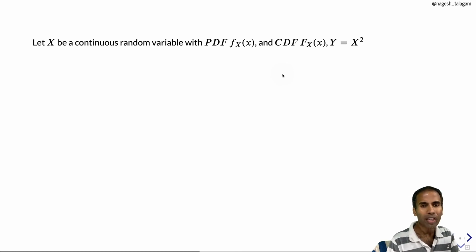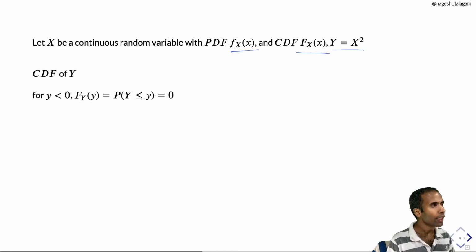Let X be a continuous random variable with a PDF small f of x and CDF capital F of x, and we have a transformation Y equal to X square. Then let's try to find out the CDF of Y first, then the PDF of Y.